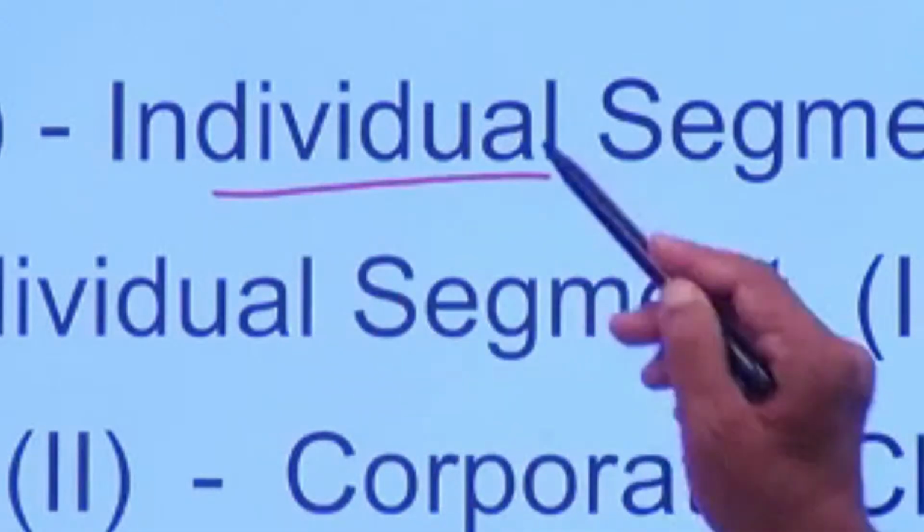Retail banking targets the dash segment. So what does retail banking target? Individual segment or corporate segment? Now the answer is very clear. Retail banking targets what segment? Individual or corporate? It will target individual. So the answer will be A. A only. This is the answer.